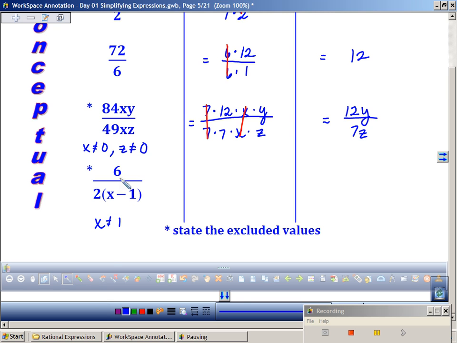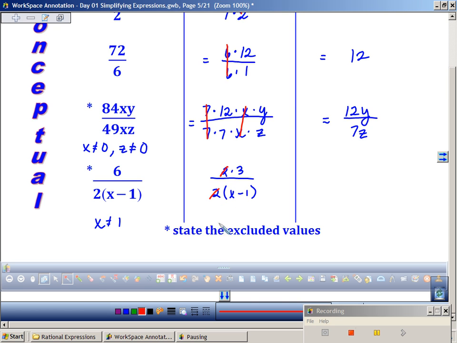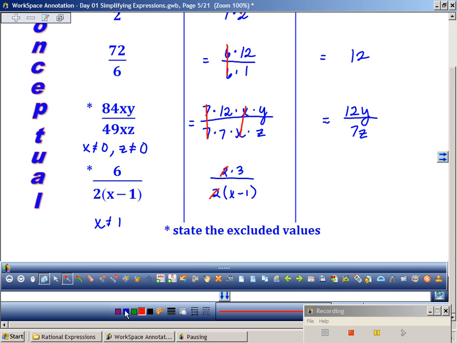Okay? So what could I simplify? What could I factor? The 6 can be factored. That can be 2 times 3 over 2 times x minus 1. I know what 2 is. I know what 3 is. They're being multiplied, and 2 is being multiplied by this mystery number right here. So the only thing I can cancel is 2 and 2 because 2 divided by 2 is 1. So what am I left with? 3 over x minus 1. Questions?